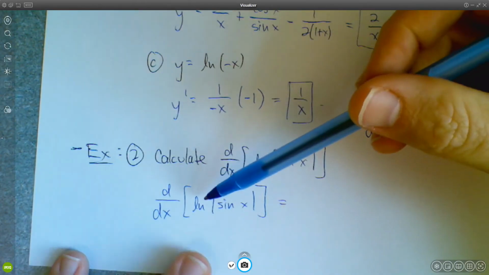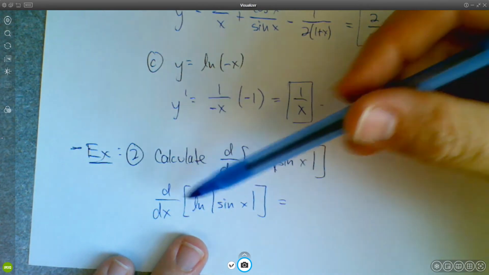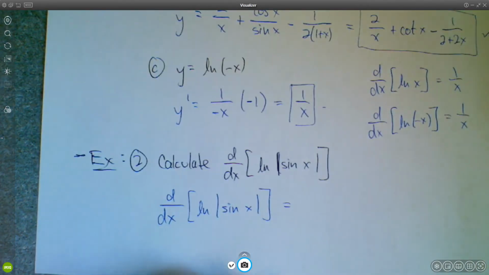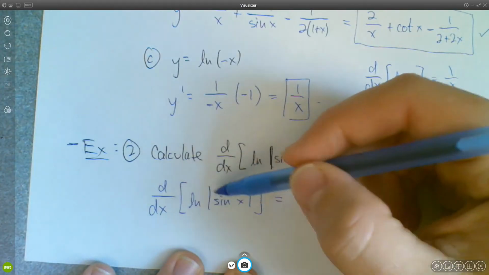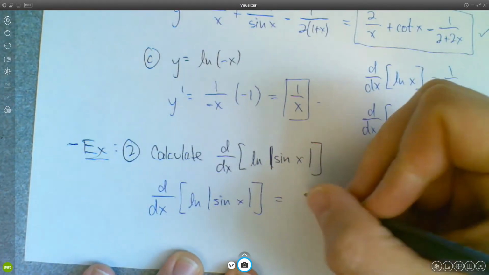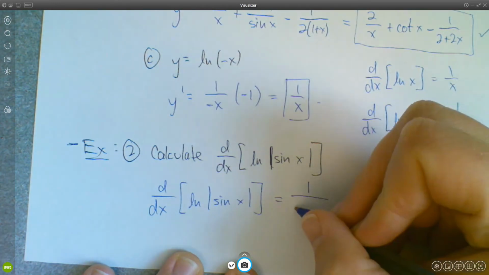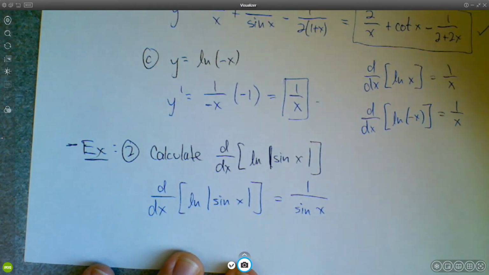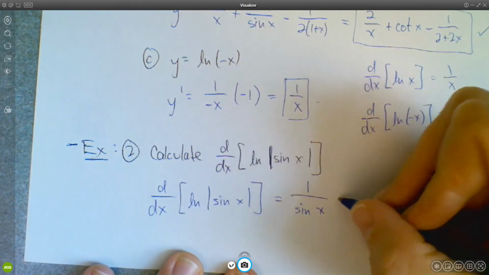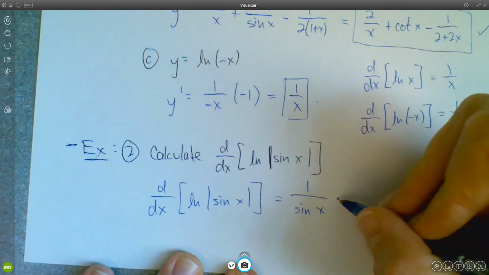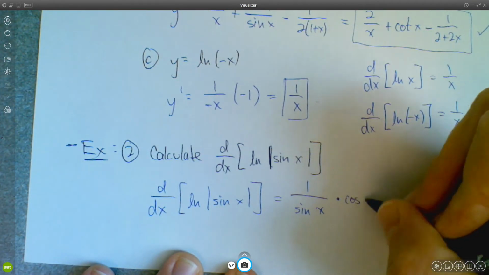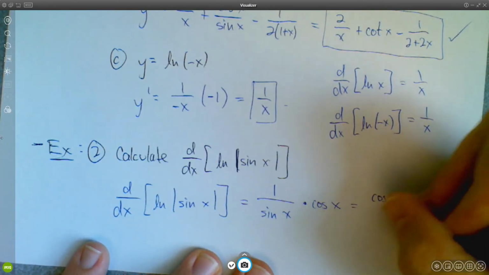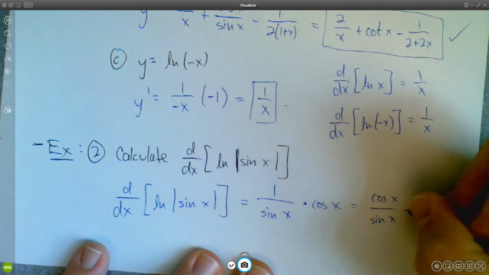Well, we know that the derivative of the natural log of the absolute value of x is just 1 over x. So the derivative of the natural log of the absolute value of some function of x is just going to be 1 over that function of x without the absolute values. And then we have to apply the chain rule, so we have to do the derivative of this inner function sine x. Derivative of sine is cosine, right? So this is cosine x over sine x, or if you prefer, cotangent.